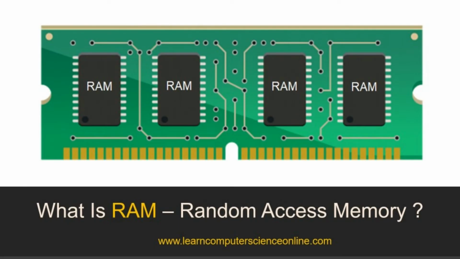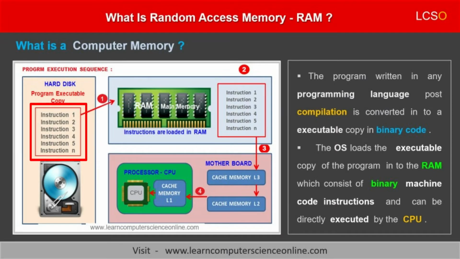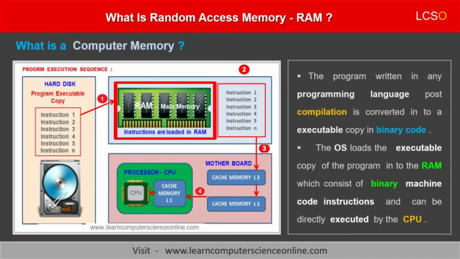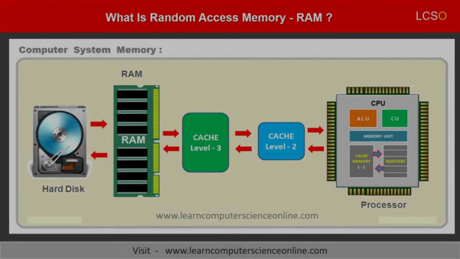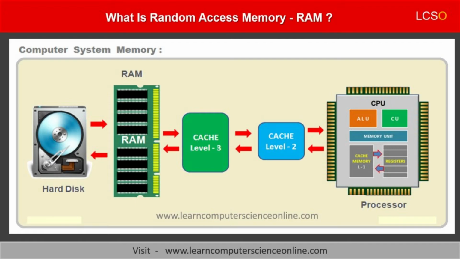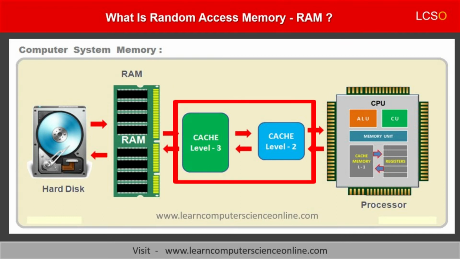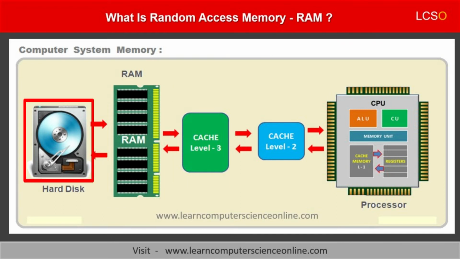Alright, let us now understand how RAM works. The program execution starts with loading the program into the main memory RAM. The operating system loads the executable copy of the program and associated data into the computer's main memory. The microprocessor initiates the program execution by fetching and executing the program instructions one by one. Computer system makes use of different types of memories, such as primary memory, that is random access memory RAM, cache memory, and secondary memory, that is permanent memory storage device, such as disk memory.